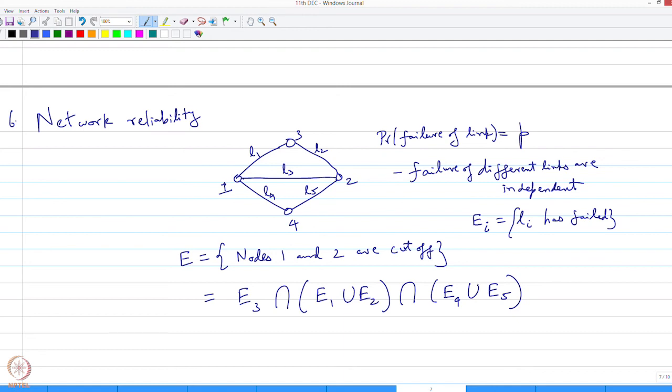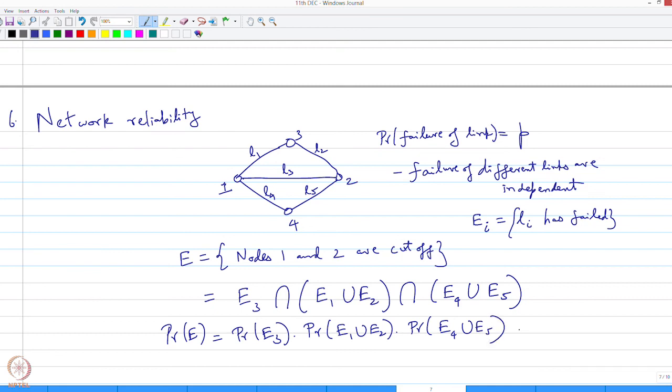Now remember, events involving different links are all independent, and these are all events involving different links, and I am doing an intersection of these things. So when I do probability, when I know these things are independent, I can multiply these probabilities: probability of E3 times probability of E1 union E2 times probability of E4 union E5.